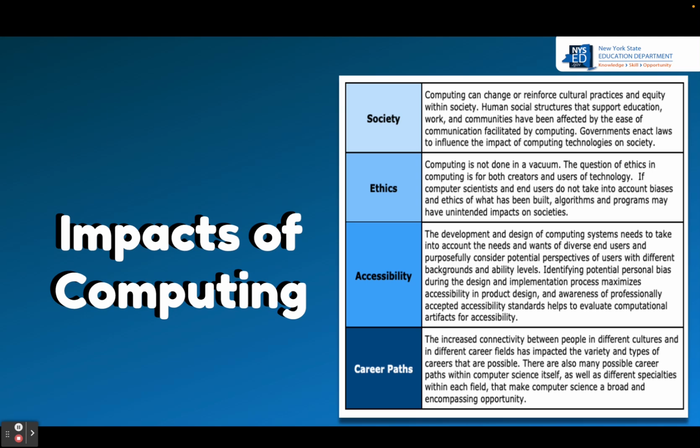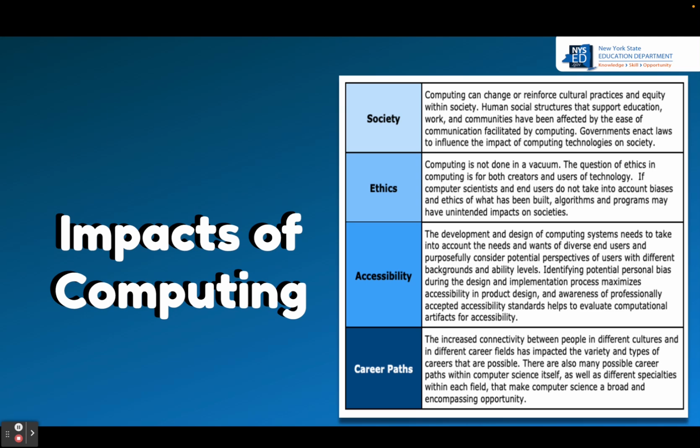The first one is society. Here we're taking a look at how our use of technology can change our culture and equity within a society. We're thinking about how communication, laws, our education, and even the way we work are impacted based on the technology that we have. The next sub-concept area is ethics.